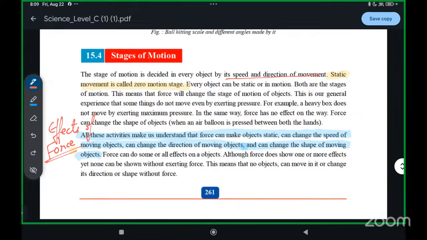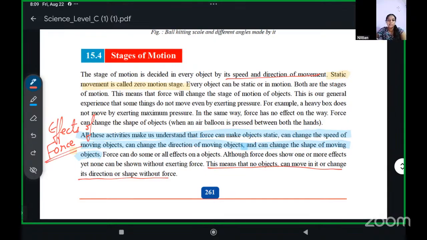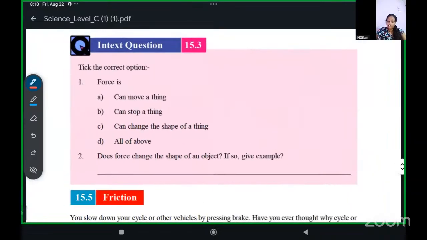If you are not exerting force, then it might be that none of the effects are shown. If you're not exerting force at all, this means that no objects can move or change their direction or shape without force. So you have to apply force to see these effects. If you're not applying force, then some things may not come in motion, and things might not change shape. So force is very important for these things to happen. Understood? Okay.